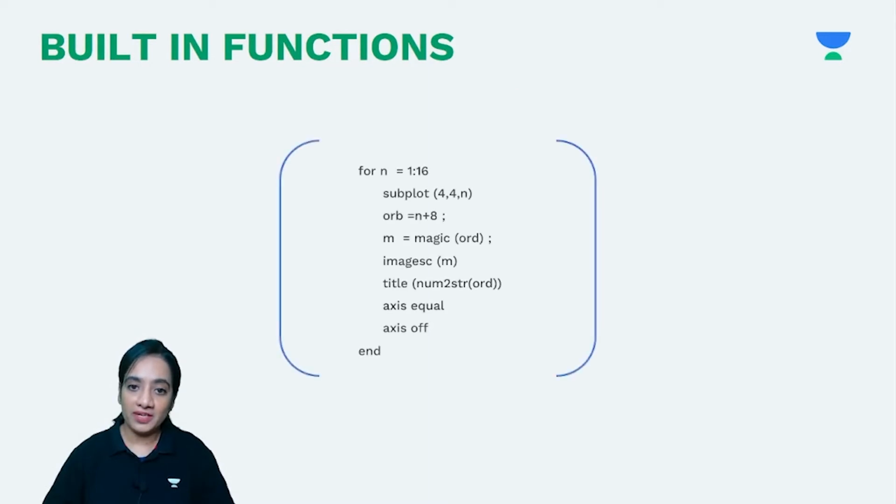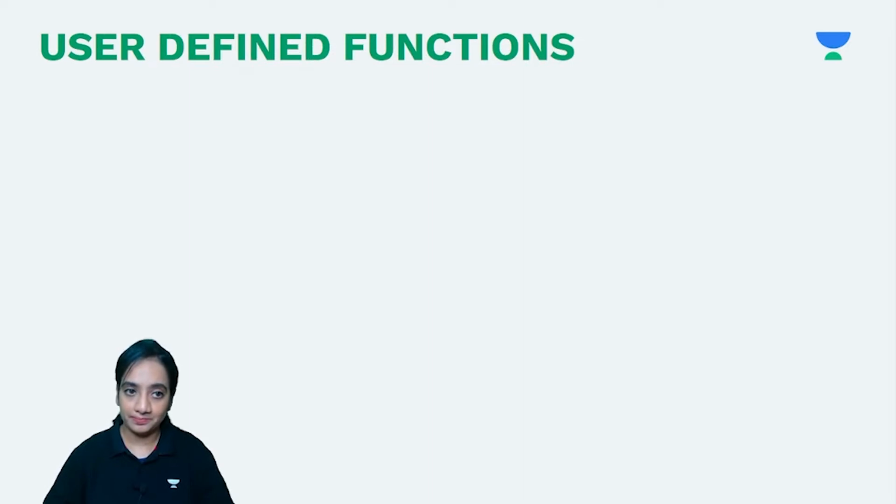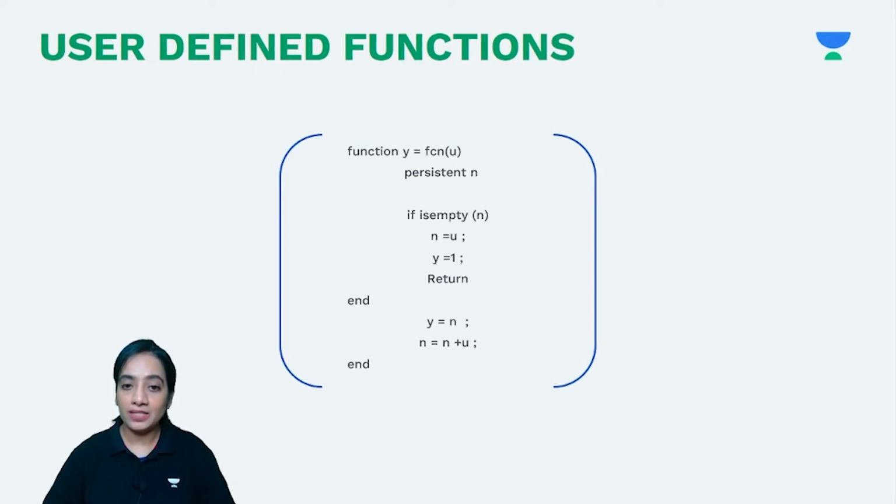Built-in functions or user-defined functions. For example, we have here subplot, magic, title, axis equal, axis off, all these are predefined. So we will call them the built-in functions. The second type is user-defined function. That is like you are creating your own function here. FCN is defined as the function name, Y is your output argument, and U here is your input argument. As you can see that you are creating your own algorithm, and you will get to know that FCN is your user-defined function here.